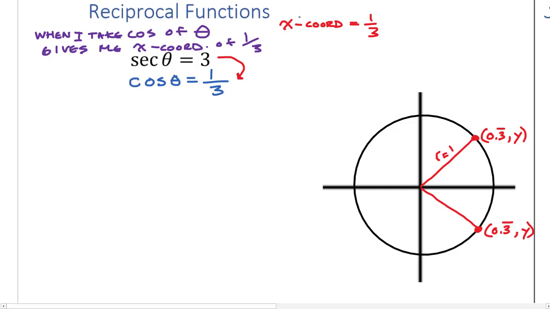And like we show in our graph. So what is that angle? What we've got to do is the inverse. We're going to take theta, take the cos inverse of this side, and punch it into our calculator.